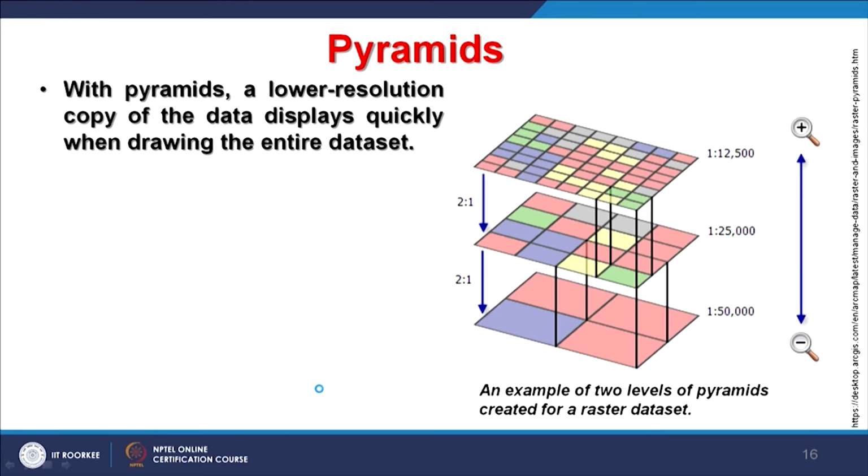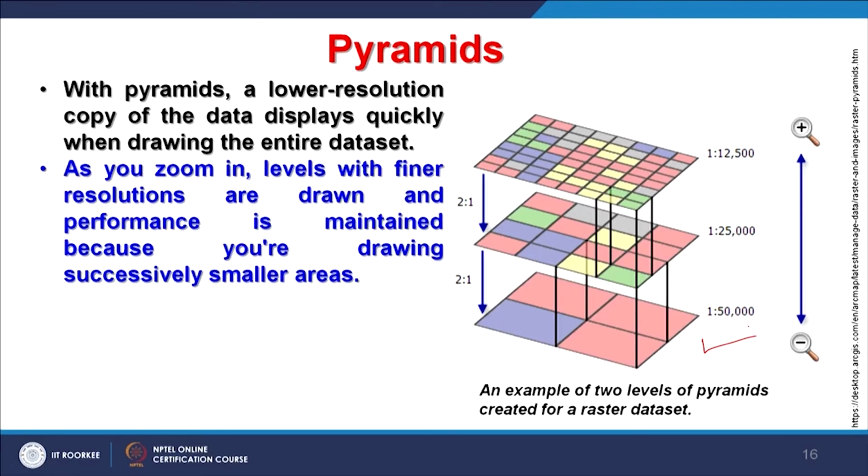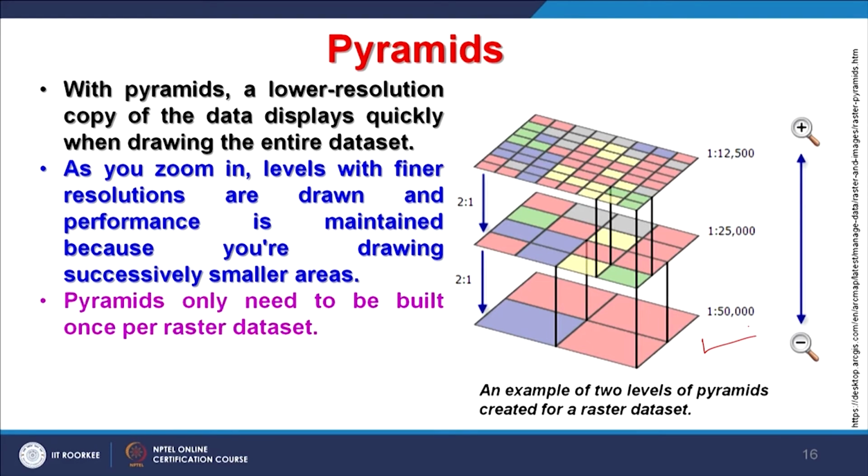The lower resolution copy of the data is displayed quickly, of course, because at this level it covers a large area, only 4 pixels in this example have to be displayed, so it will come. As you keep zooming, it may take some more time to draw or display your data, because now it has to display, say, 8 by 8 instead of 4 by 4. And pyramids only need to be built once per raster data set.